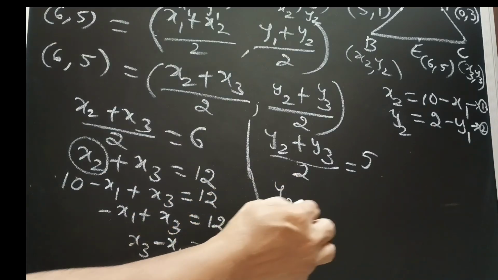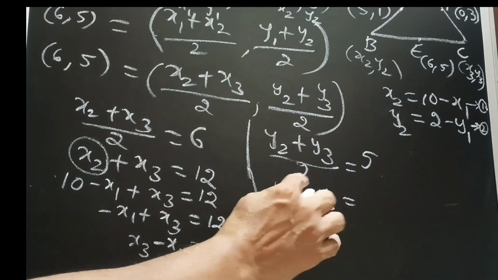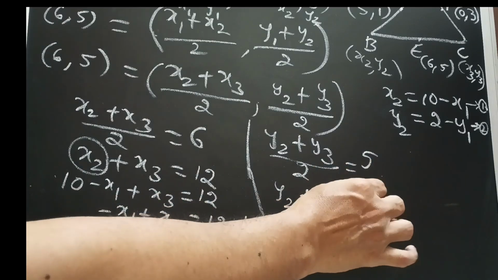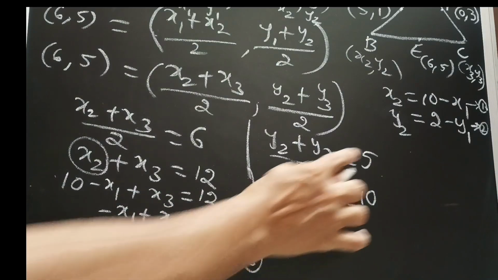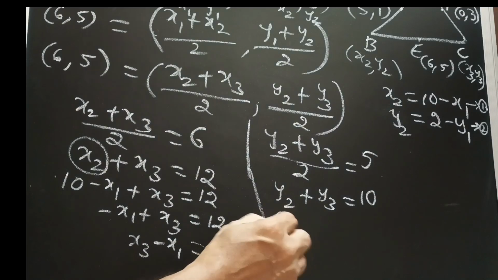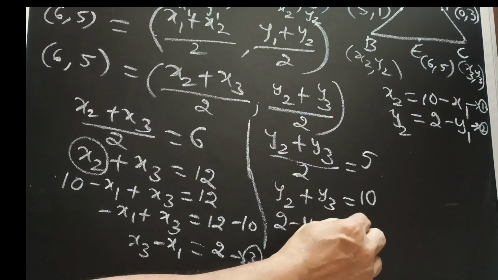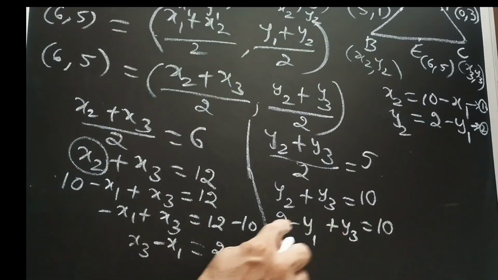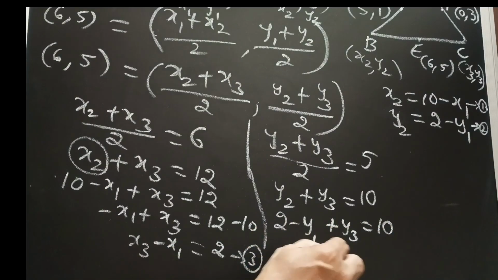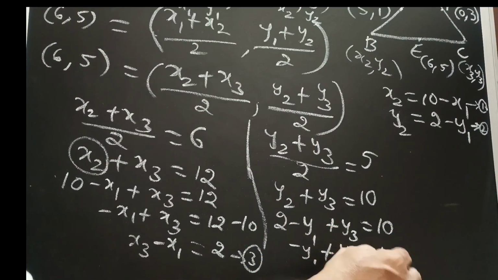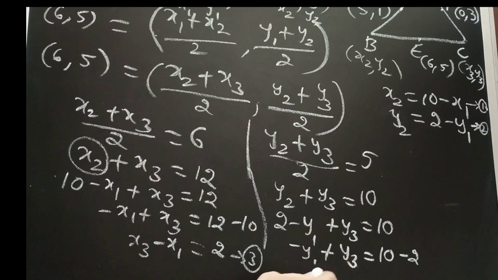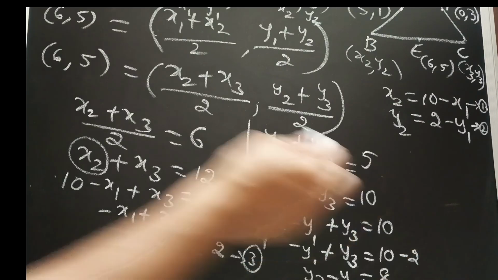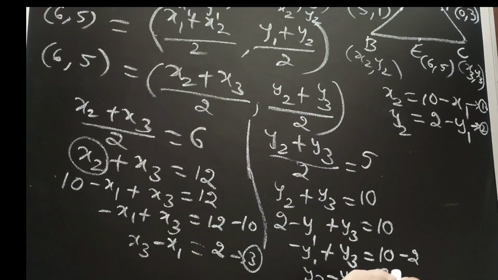From here, y2 plus y3 is equal to 5 into 2, which is 10. Now in place of y2, substitute the second equation: 2 minus y1 plus y3 is equal to 10. Transposing, minus y1 plus y3 is equal to 10 minus 2, which can be written as y3 minus y1 is equal to 8. Equation 4.